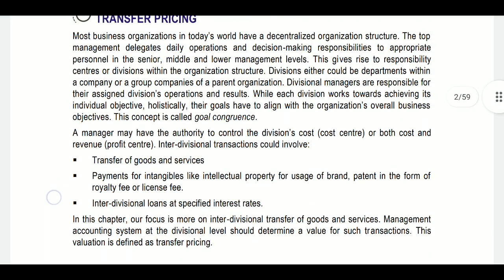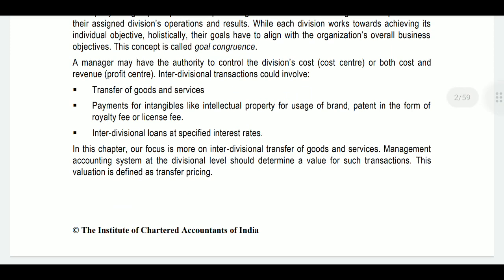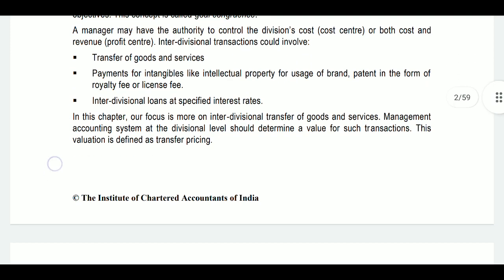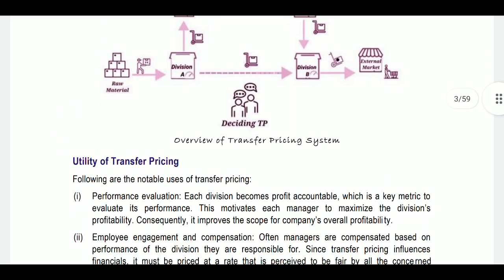Here, what is transfer pricing and why did it come? Internal division transactions involve transfer of goods and services and payment for intangible assets. Whatever we discussed, they provided the example with diagrammatic expressions: raw materials to division A, division B, and division B to the external market. That is the example we discussed.